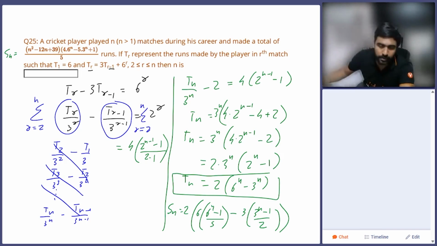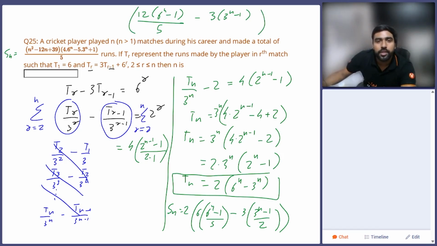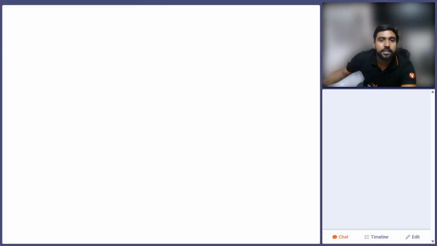So let's simplify this out a little bit. You will get 12 into 6 power n minus 1 divided by 5 minus 3 into 3 power n minus 1. Basically, I've just multiplied the 2 inside. And when you take the LCM over here, what is the LCM? The LCM will be equal to 5. I can also take a 3 common out over here, from the 4 and 5. So what will I get? After taking the LCM 5, I will get 3 into 4 power 6 n minus 1 minus 5 into 3 power n minus 1, right? Minus 1 divided by 5.